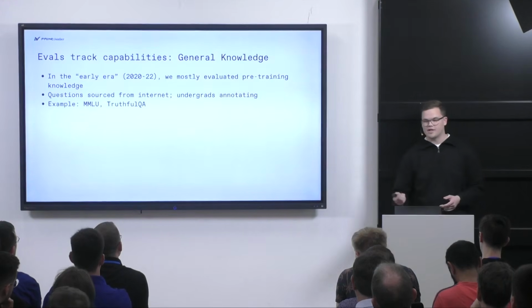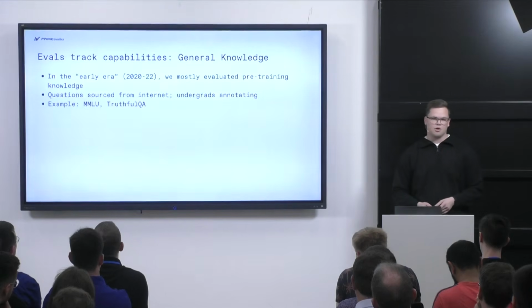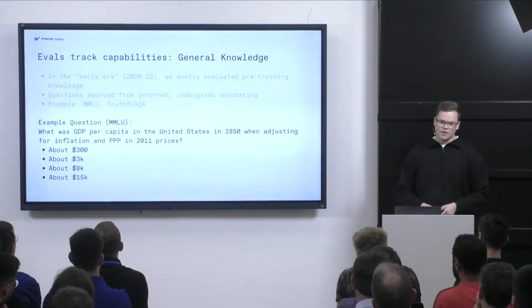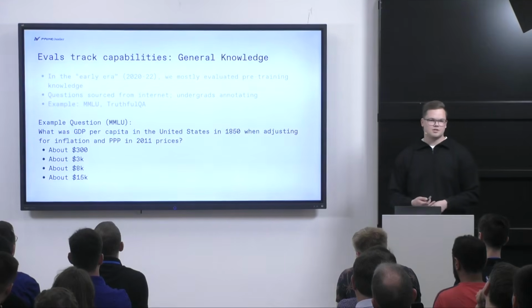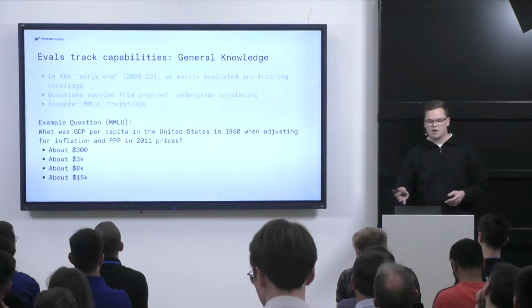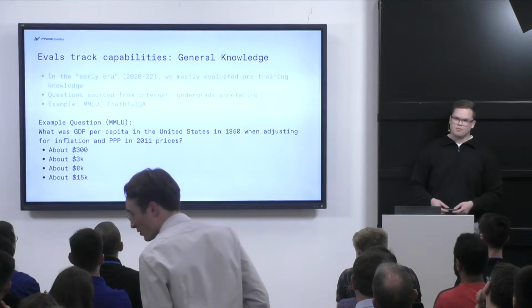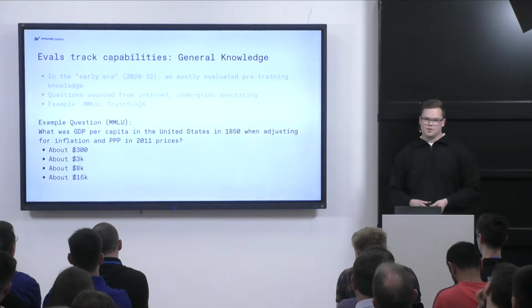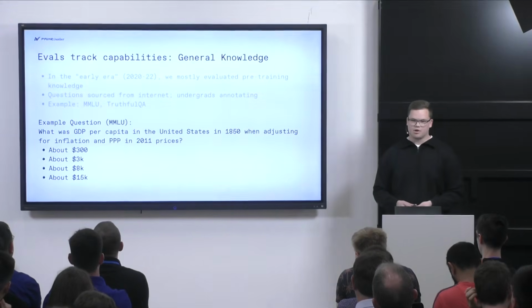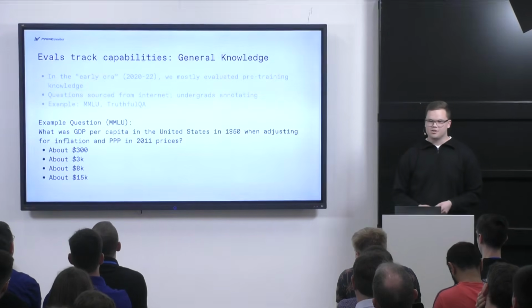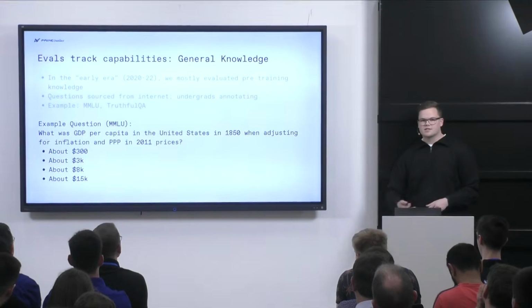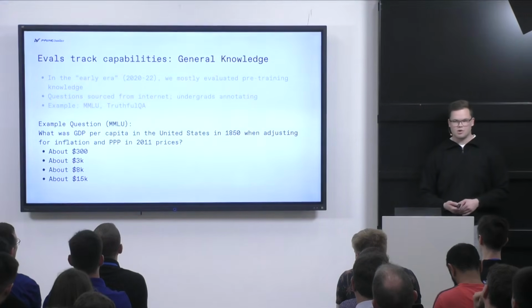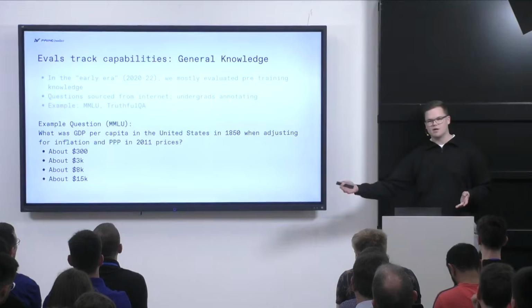For example, examples are MMLU or Truthful QA. And the questions always look similar. For example, this is a question from MMLU where the model is asked to calculate the GDP per capita over a span of years. And these are the things we mostly cared about, and the models got better and better and better.